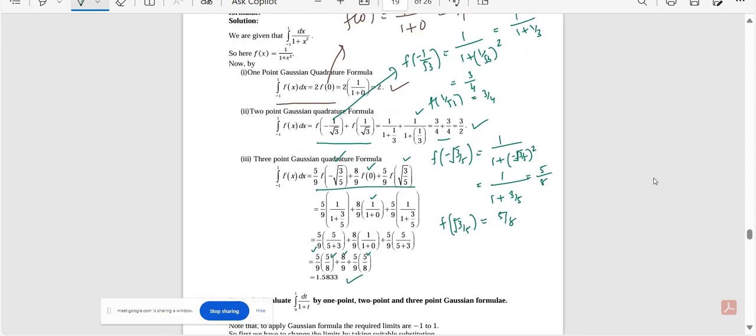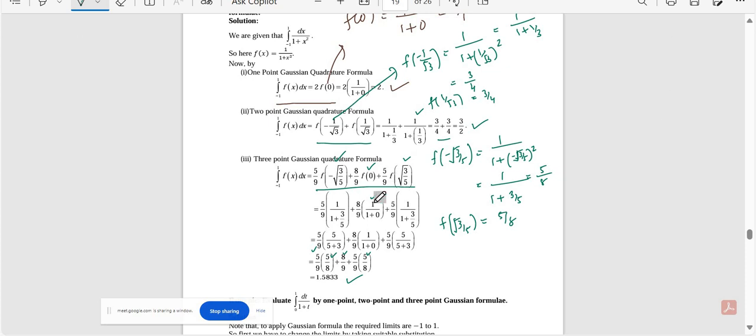Okay, and students, please make sure this method is very simple for you, so please practice and prepare for the examination. With this method, the 1 point, 2 point, and 3 point formulas are very easy to find. Yes, sir, it is correct. So 1.5833 is the correct answer. There is no typographical error here. Any question, any doubt in this method or in this example?